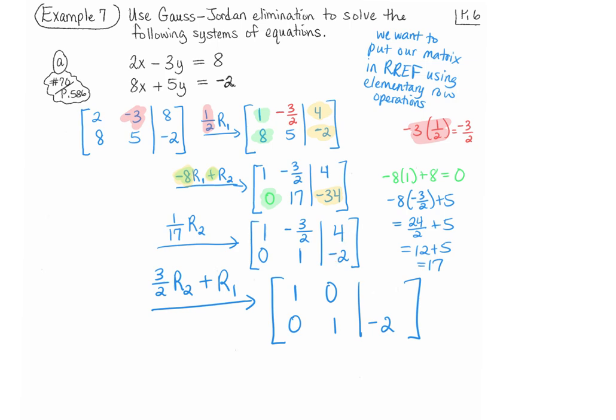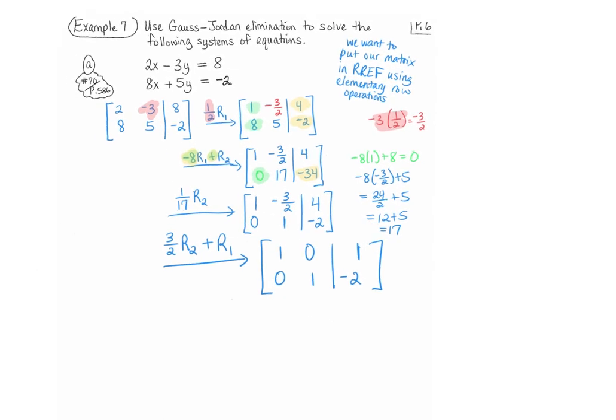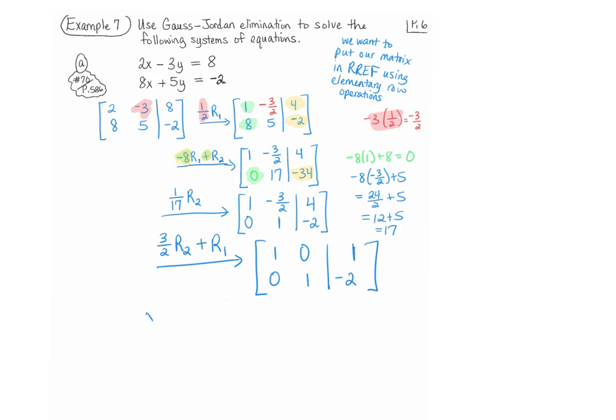So how do we interpret this? X is 1 and Y is -2. Very good. That's our solution. That's our solution. What questions do you have?